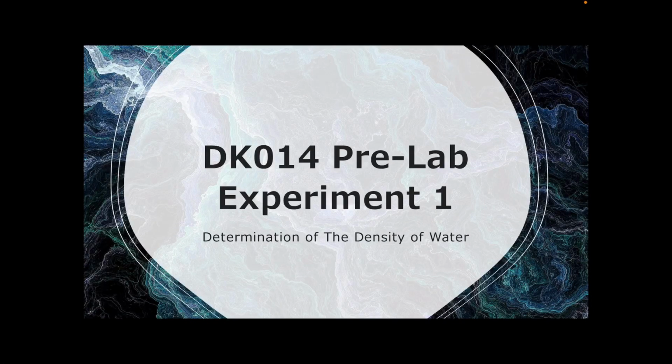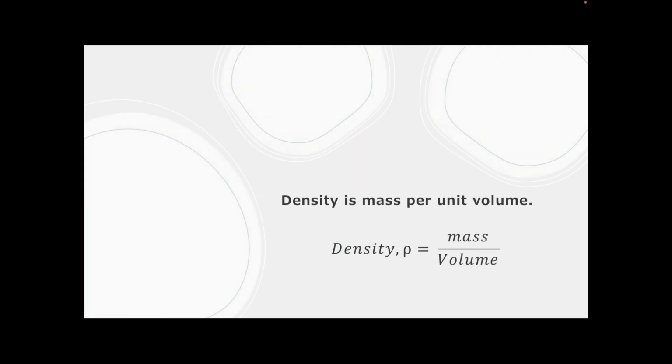DK014 Pre-Lab Experiment 1: Determination of the density of water. Density is mass per unit volume. Therefore, you can calculate density by dividing mass with the volume.